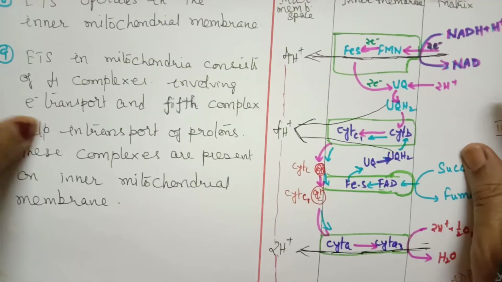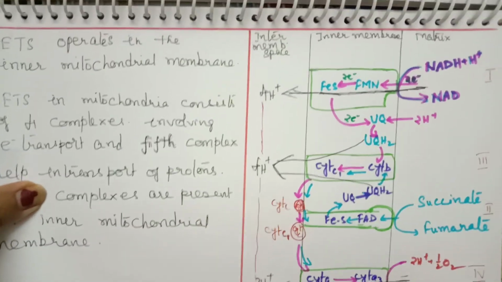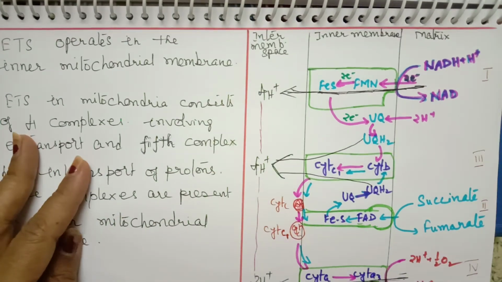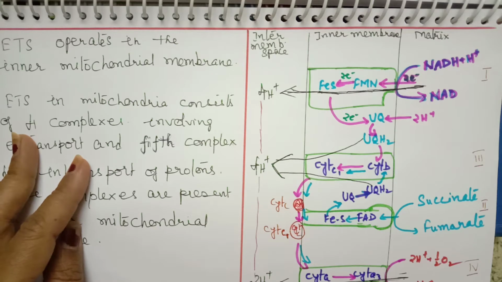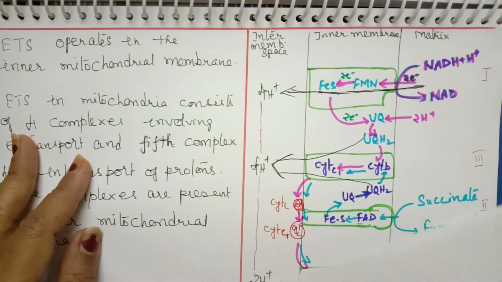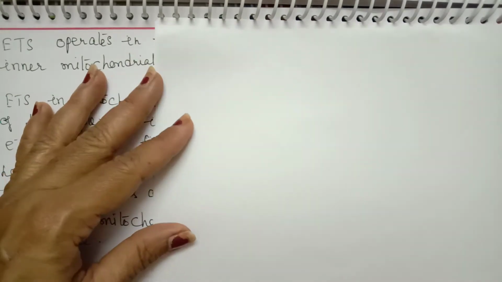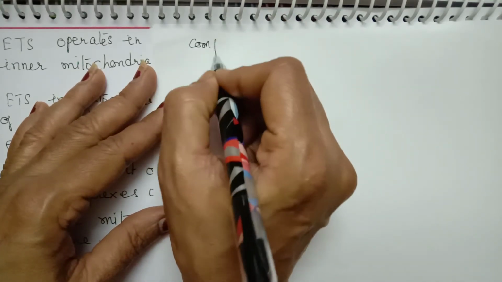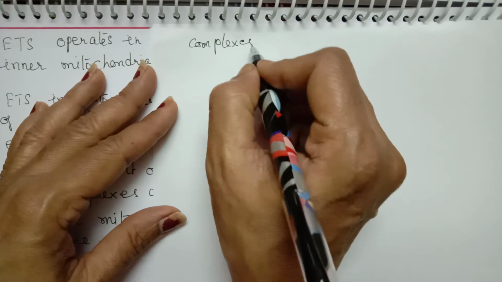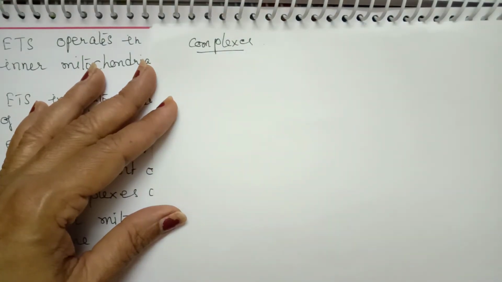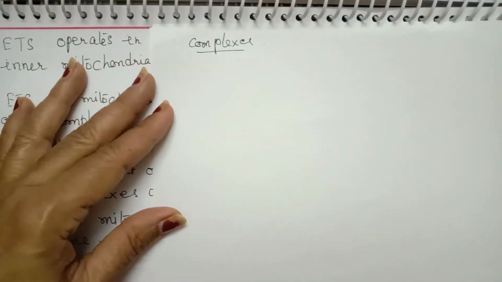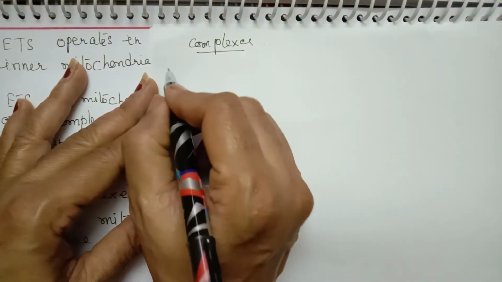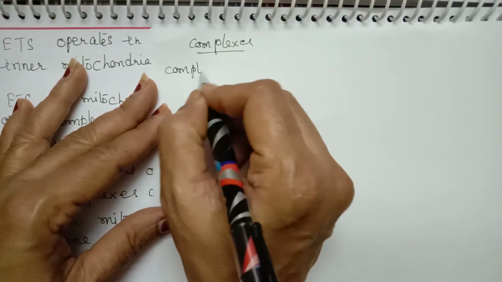Before we start with the actual process of electron transport, the diagram, first I will give you the different complexes, how we can understand them. I will write it down separately and let us try to understand what are all the different complexes involved during electron transport. There are 5 complexes. Let us see the first one, complex 1.